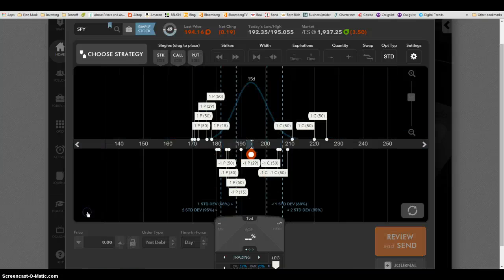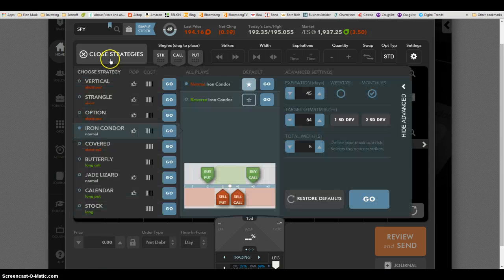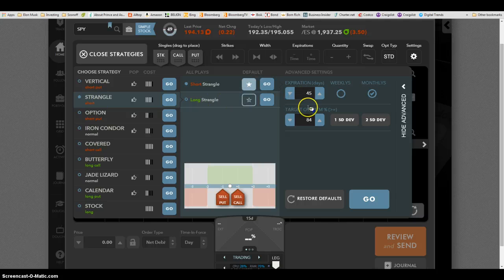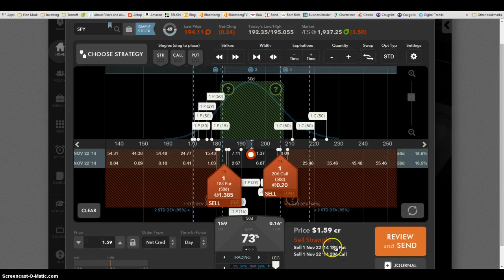Okay, for that, I'll clear this to show you again. You're going to go to Choose Strategy. You're going to click on Strangle this time. Same 45 days, 84 days, right? And then hit Go. Okay, and then you're going to look at how much you can collect. So we can collect $1.59. So we're selling something. So someone has to pay us $1.59 for this position. How do we know if that's enough?